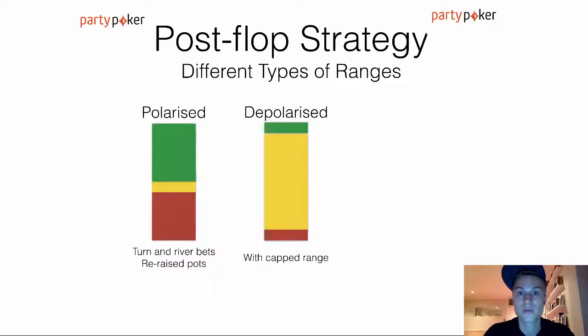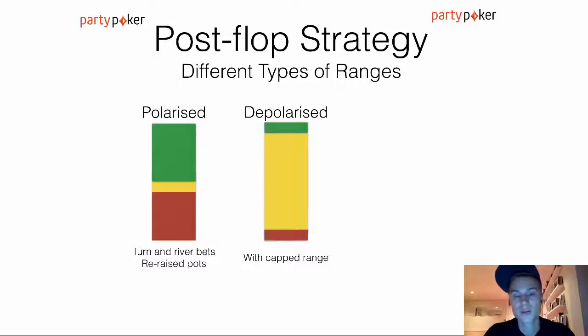But there are some cases where you, for example, re-raise against a weaker player with a marginal hand because you know his range is so wide. This is where you play a depolarized range. You don't really want to bluff a very loose player because he will never really fold to your bluffs. So instead of having bluffs in your range there, you can add a lot more hands for value from the middle part of your range.